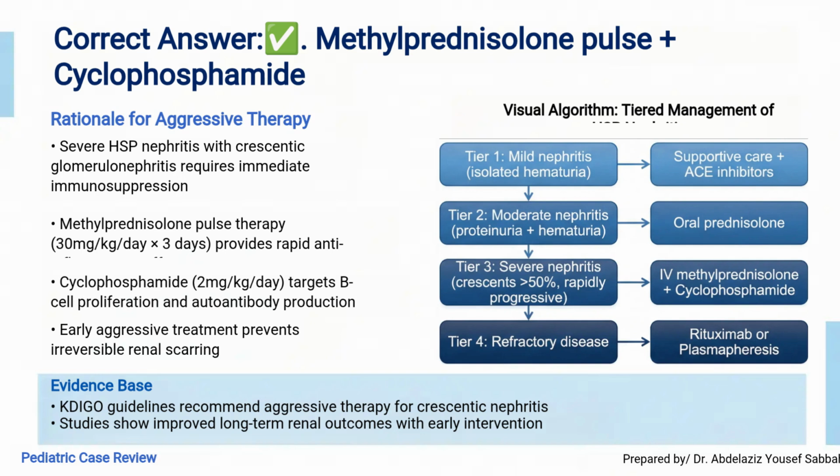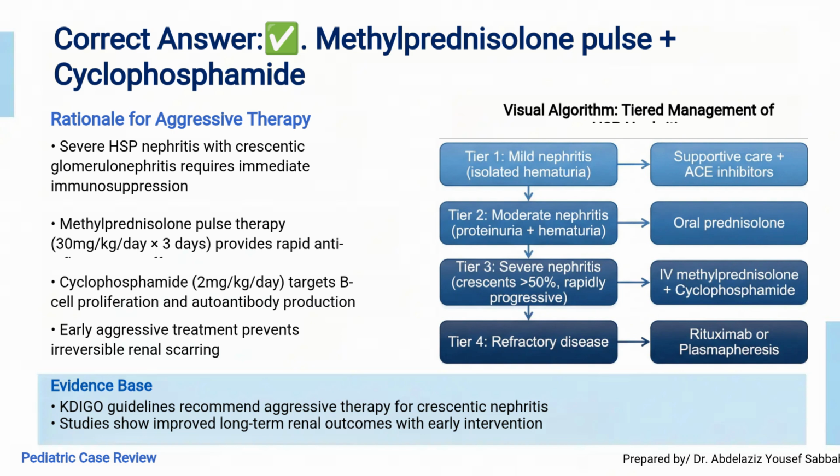Severe Henoch-Schönlein Purpura nephritis with crescentic glomerulonephritis is a nephrology emergency requiring immediate and aggressive immunosuppression. The rationale for this combination therapy rests on 4 key points. Methylprednisolone pulse therapy at 30 milligrams per kilogram per day for 3 consecutive days provides a rapid and powerful anti-inflammatory effect to halt the immune-mediated destruction.